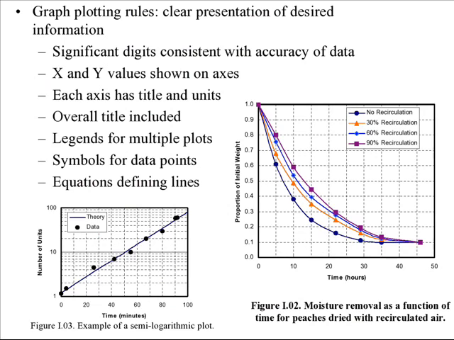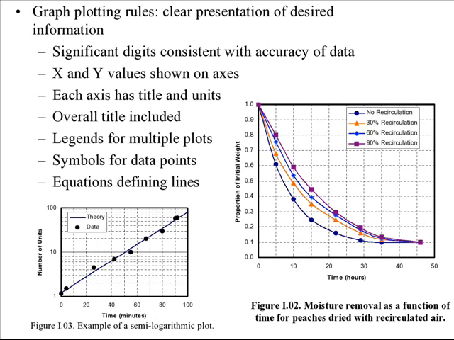There are a number of graph plotting rules that are important. Remember that a graph has to be a clear presentation of desired information. The significant digits should be consistent with the accuracy of data. There will be instances when you graph data that your spreadsheet, such as Excel, will give you more significant digits than is really appropriate. You would need to go into the menu for the axis to change that.